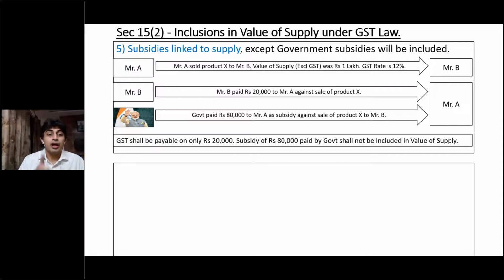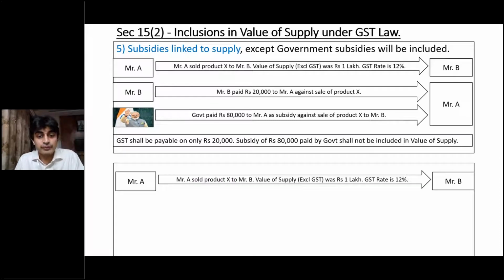Answer is C. GST shall be charged on only and only rupees 20,000. Subsidy of 80,000 will not be included in the value of supply because what it is written except the government subsidy. Okay, so GST will be charged on only and only 20,000. जो भी government subsidy देगा ना, वो value of supply में it is never ever included. Okay, now next example, continue.